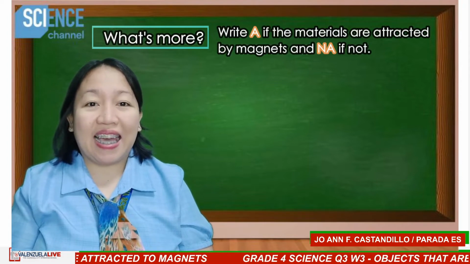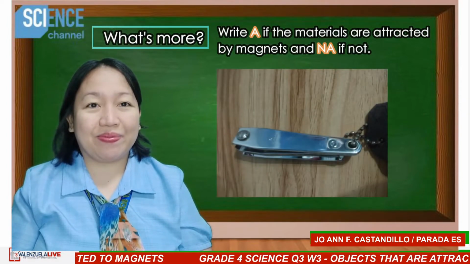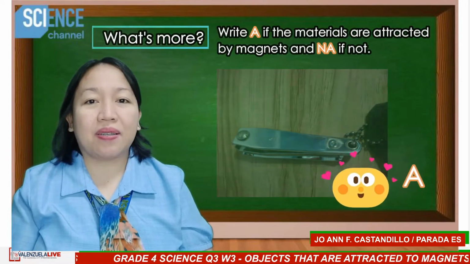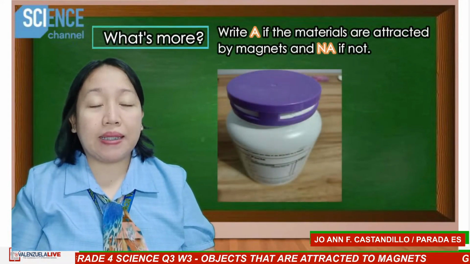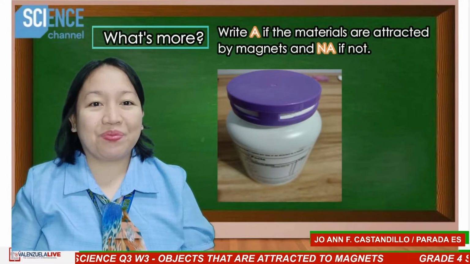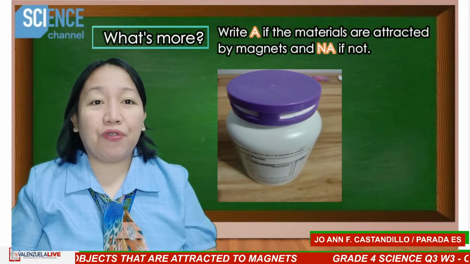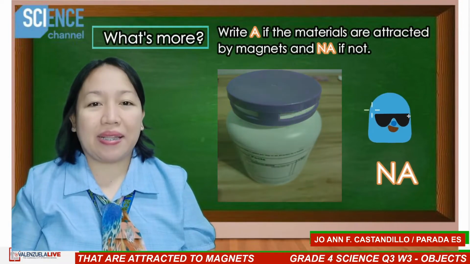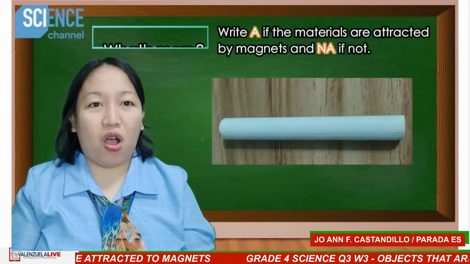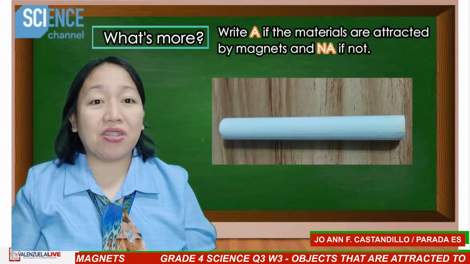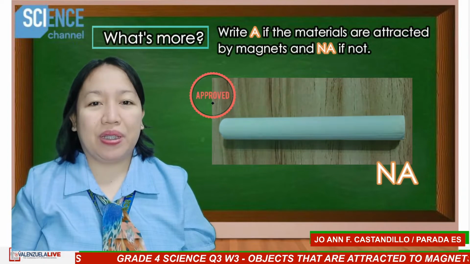Number 1. Nail cutter. If your answer is A, correct. Number 2. Plastic bottle. If your answer is NA, great. Number 3. Chalk. If your answer is NA, very good.